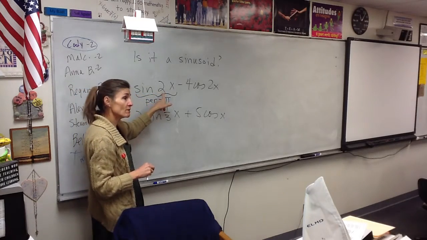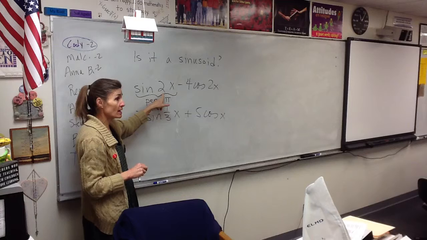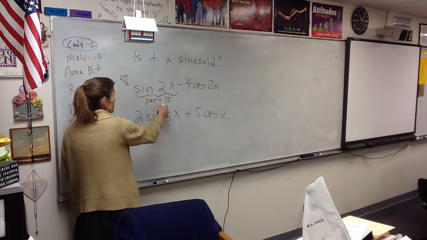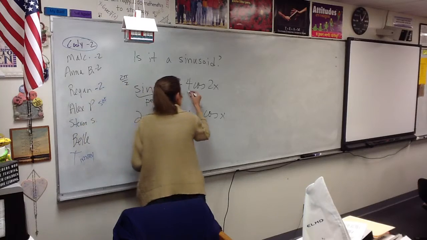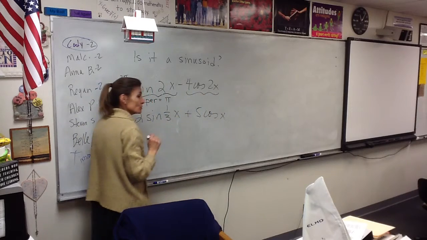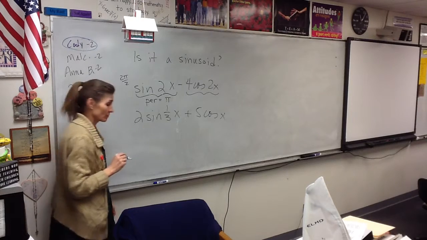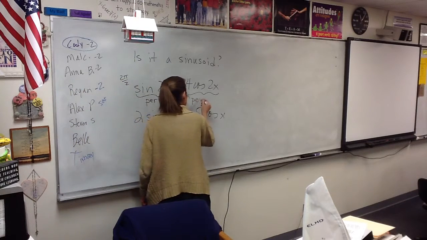When you put a coefficient on x, that divides it, right? So this period is 2 pi divided by 2, which is pi. What about the period of this? Now, this is a cosine. What's the period of it? Pi. It is also pi.